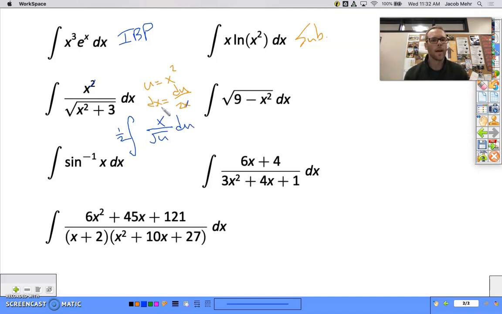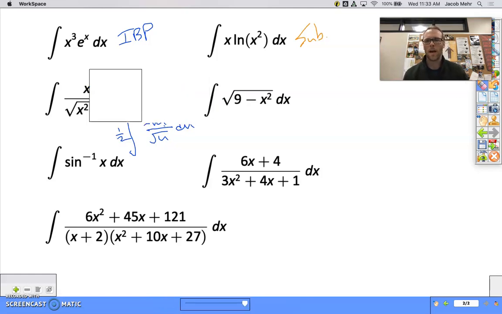Now, what about this x? Well, we know u equals x squared, so x equals the square root of u. Okay, but then if we take a square root, we need a plus or minus. Things are getting a little weird. It might work out, but I don't think I like what's happening here, especially with that plus or minus.